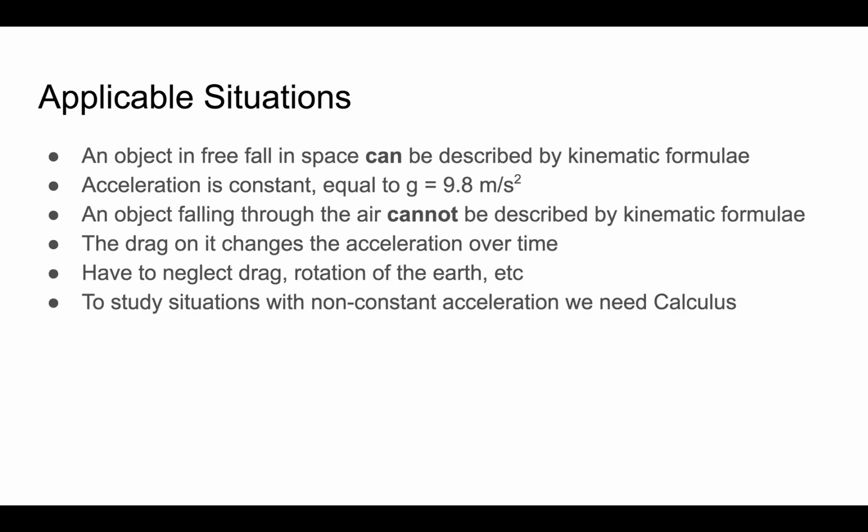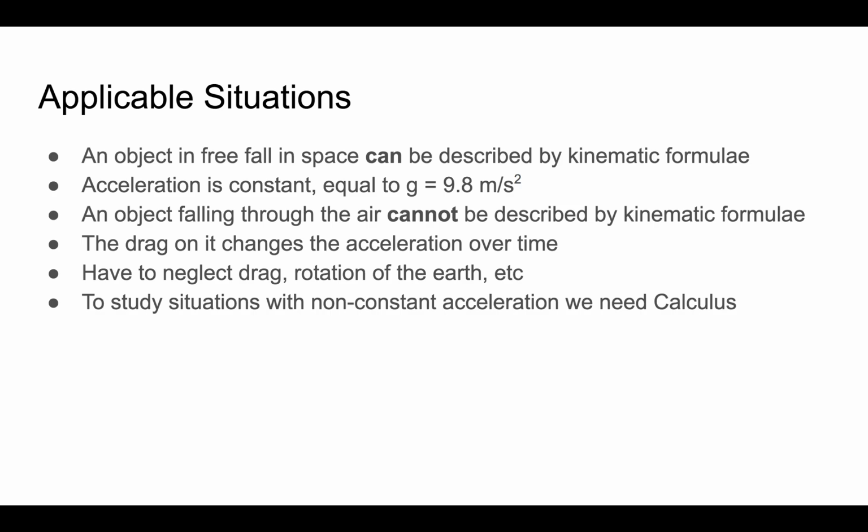So let's discuss the situations where we can apply kinematic formulas. Basically, we need there to be constant acceleration, and we need the motion to be linear in the dimension. So, for example, we can treat an object in free fall with no drag with kinematic formulas because its acceleration is equal to g, which is 9.8 meters per second squared. We know that. It's a constant acceleration, it doesn't change over time. However, let's say we want to take into account the effects of the atmosphere.